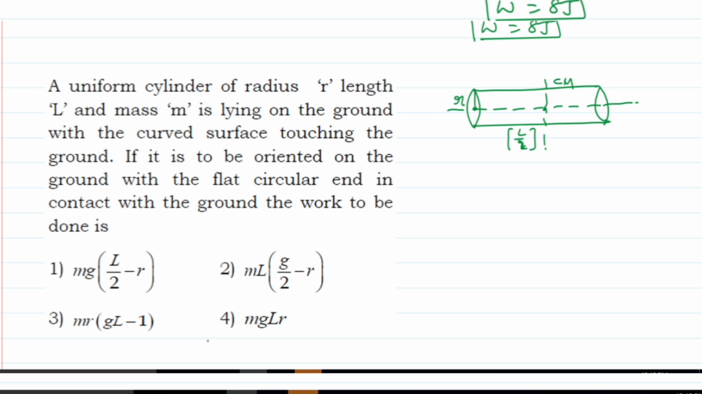Now the next case: if it is to be oriented on the ground with the flat circular end in contact with the ground, what is the work done? So now you are going to be placing it like this. You are lifting the cylinder like this. This is the position. This flat circular portion will be touching the surface. Now this height, the height of the center of gravity, will be at L/2 distance.